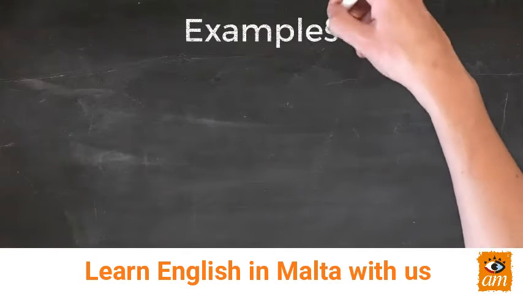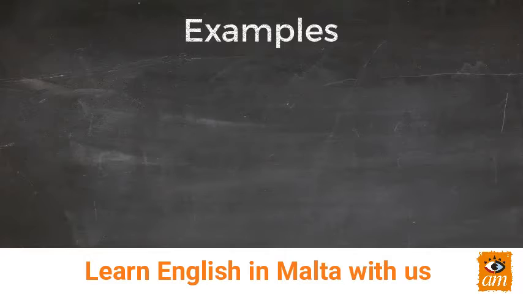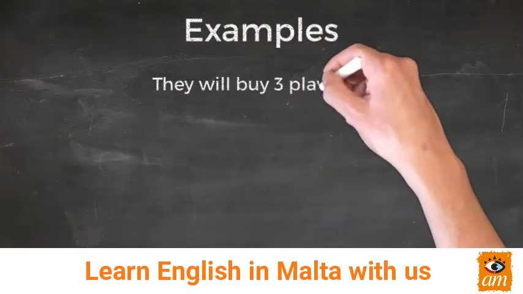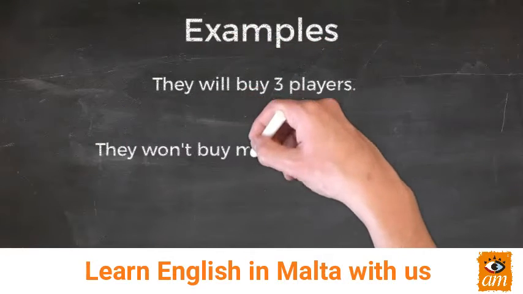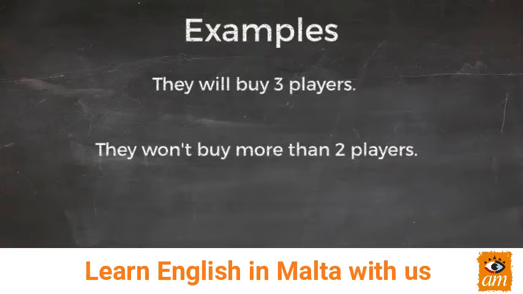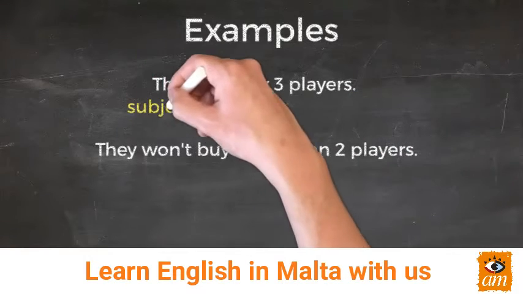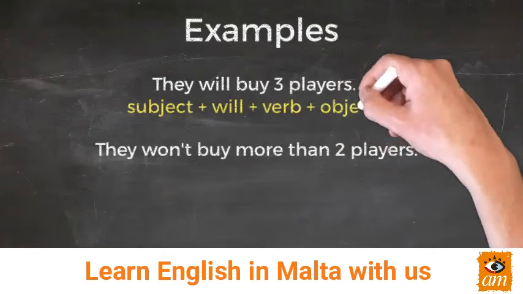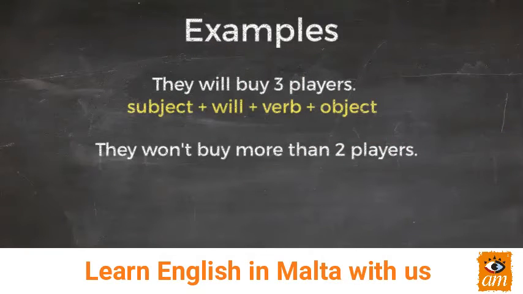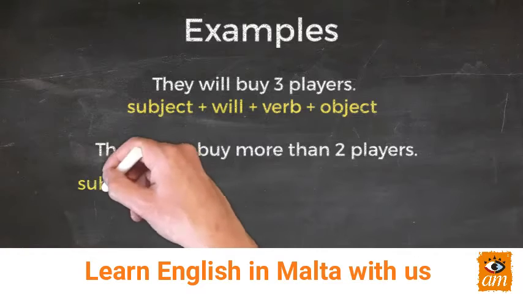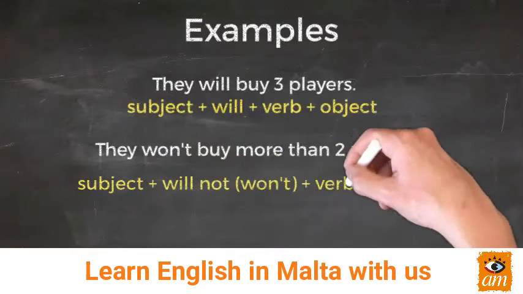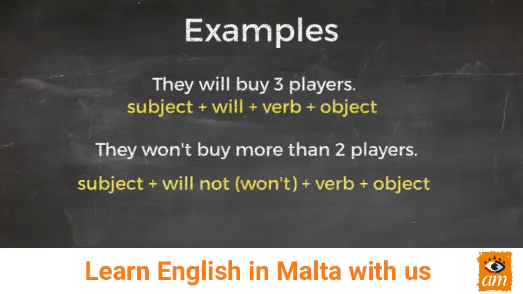So let's look at some examples. They will buy 3 players. They won't buy more than 2 players. What we can see here is the subject plus will plus the verb and then plus the object. For the second sentence, we can see subject plus will not or won't plus verb plus the object.